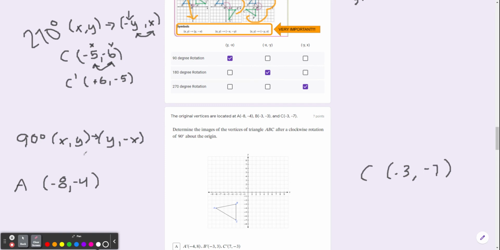Okay, so what does that mean? Well, that means that I need to flip my x and my y. So A prime becomes negative 4, negative 8. And I like to do the opposite one at the end. So I flipped around, and it said that the x needs to be opposite. So the 8 becomes a positive 8. This is a 4, it looks funny. So negative 4, 8.